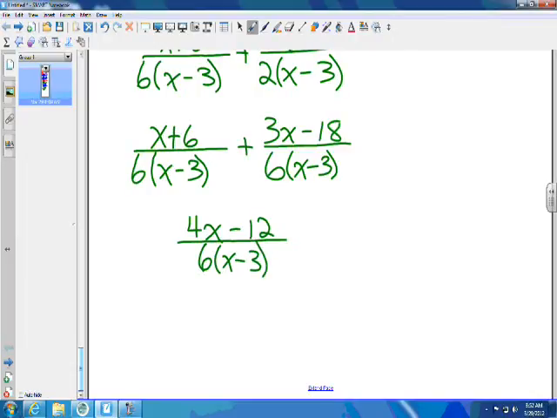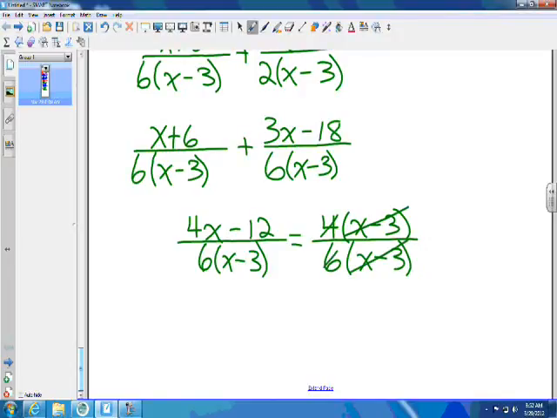And then once you get that, you always check that it's factored and you cancel anything you can. Is everything factored? We can take a 4 out, which would leave us with x minus 3 and 6 times x minus 3. So that's now back to section 1. What can we cross off? And the 4 over 6 becomes 2/3.